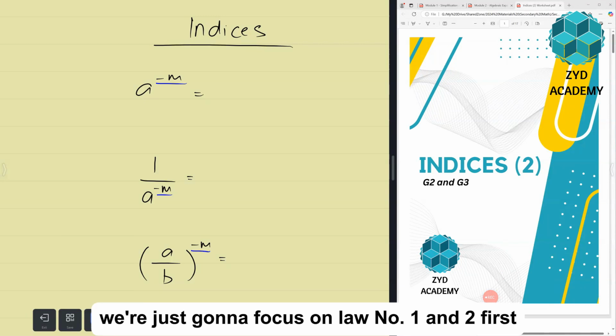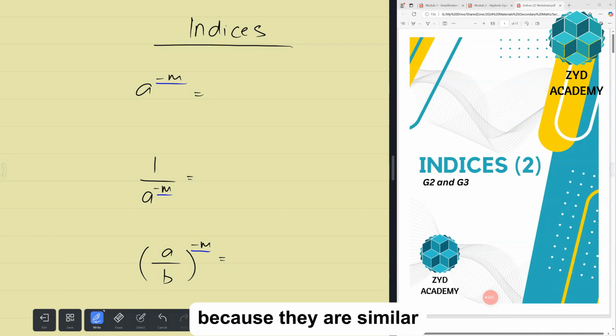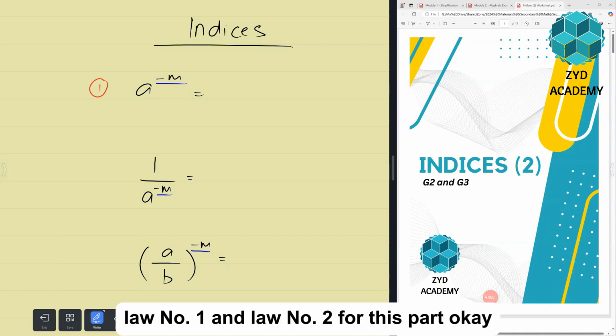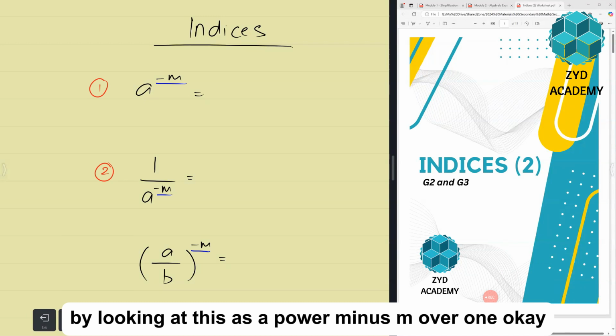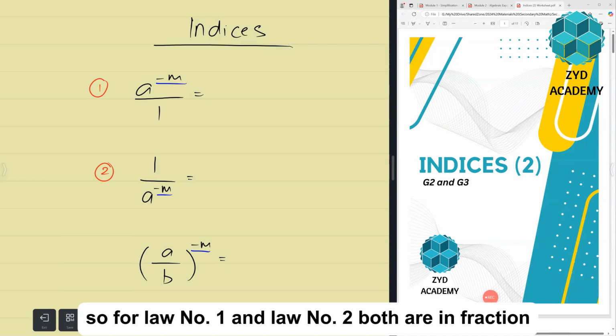Okay, we are just going to focus on law number 1 and 2 first because they are similar. Law number 1 and law number 2 for this part. So how I'm going to make it easier for you is by looking at this as a power minus m over 1. Okay, so for law number 1 and law number 2, both are in fraction.